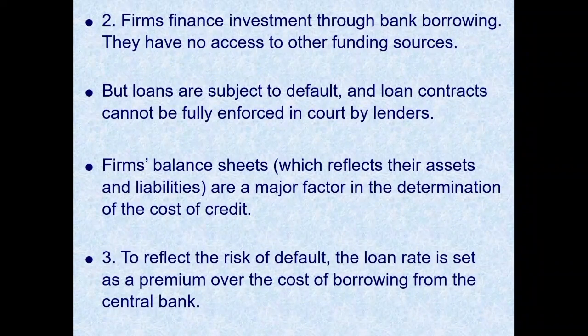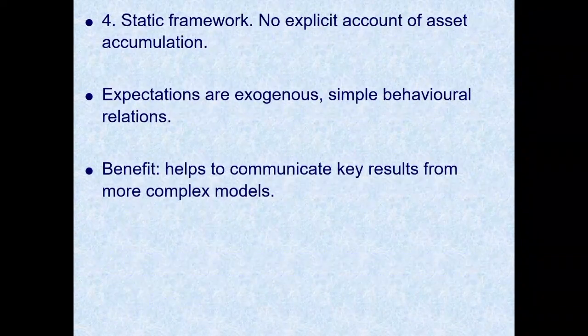The second characteristic is that firms finance investment through bank borrowing. In the real world, firms would use their own funds, and the bigger ones would also be able to issue stocks and commercial paper, very common in a country like the US, for instance. But for a small or medium-sized firm, typically the only source of financing available is borrowing from a bank. Another characteristic is that we have a static framework, and that makes it easier to explain the key mechanism.